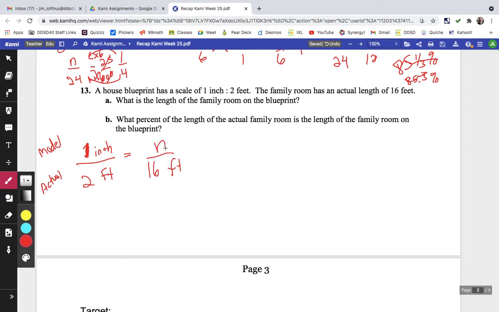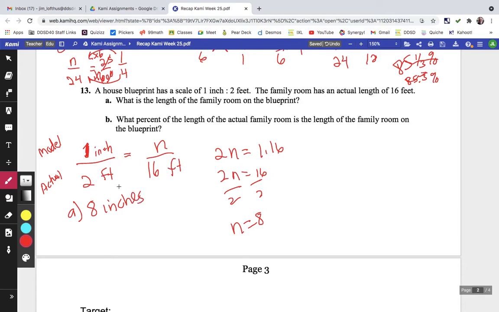I just put an n right there, and cross products are equal to each other. 2 times n is equal to 1 times 16. 2 times n is equal to 16. We divide by 2, and n is equal to 8. And so it would be 8. The answer to A, see if this makes sense, is 8 inches.